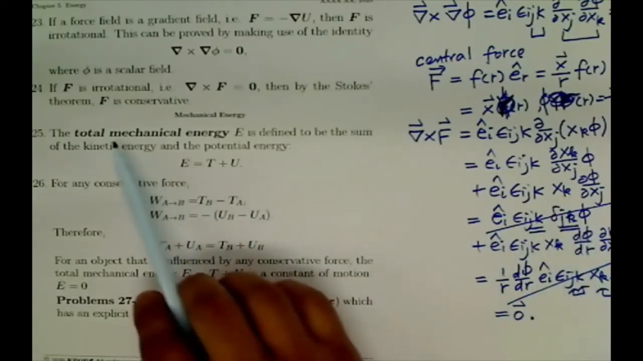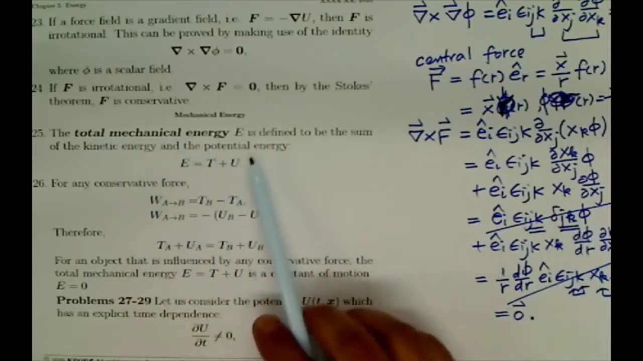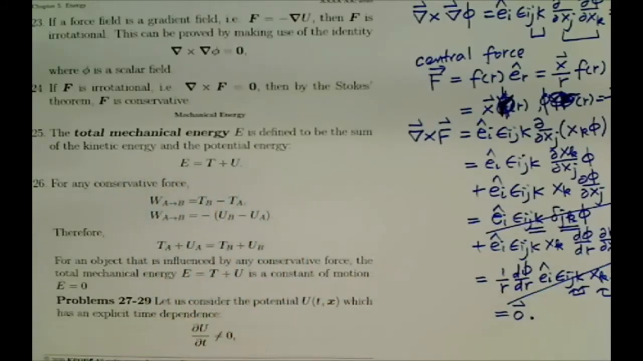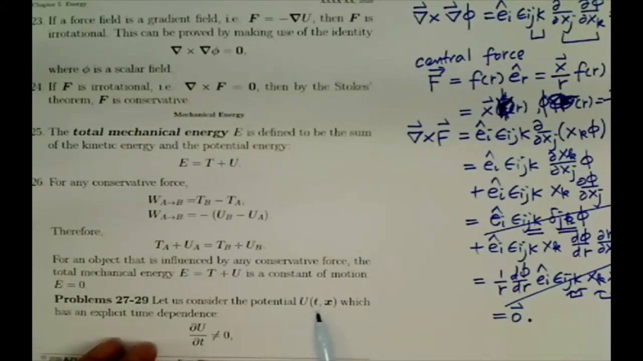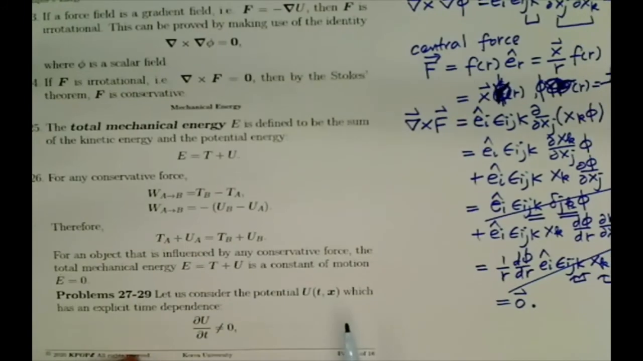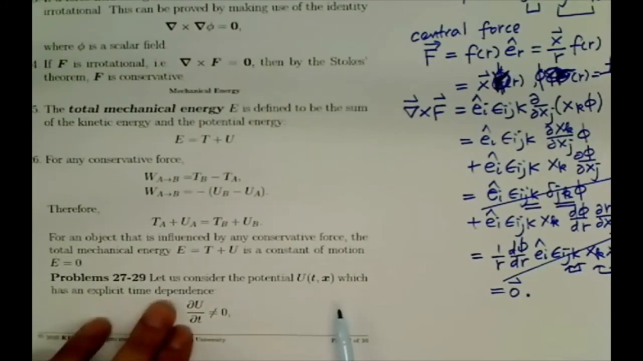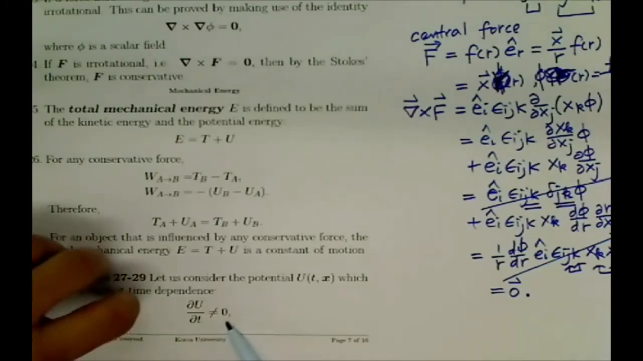Again, I say the total mechanical energy is defined for the case the potential energy exists, and we use the potential energy for the conservative force. Let us consider the potential energy that depends both on the position and time. That's quite complicated, which has an explicit time dependence. So, partial time derivative of the potential energy, just suppose, is non-zero. Let's see what happens.